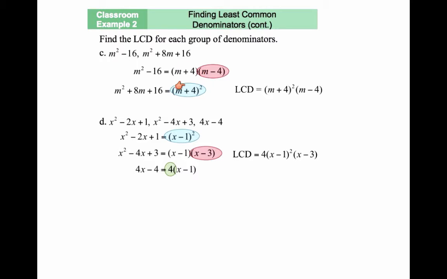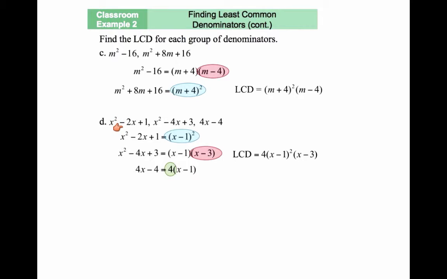So when you compare these groups, you have one m plus 4 here, and you have two m plus 4 in this group. So we pick the largest of all. So m plus 4 squared would be part of your LCD. You have one m minus 4 here, there's no m minus 4 here, so that would be the largest group. So that would be a part of the LCD. So the LCD would be m plus 4 squared times m minus 4.